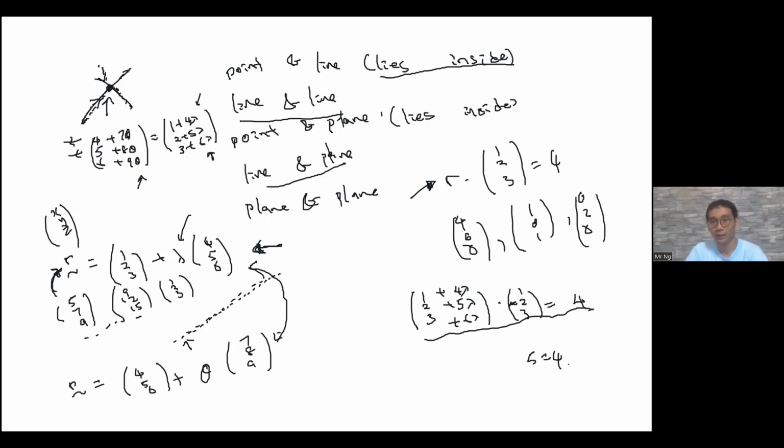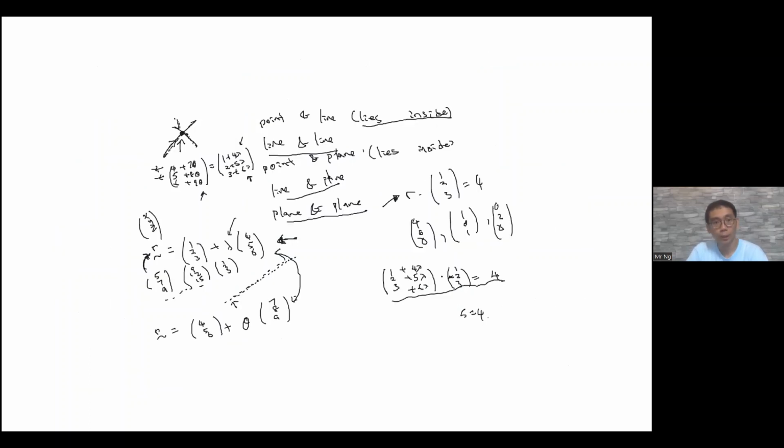Next up, plane and plane. The only way that a plane and a plane can intersect is like this, so it produces a line. Otherwise, it is either above or parallel. Now there are a few methods of solving this.